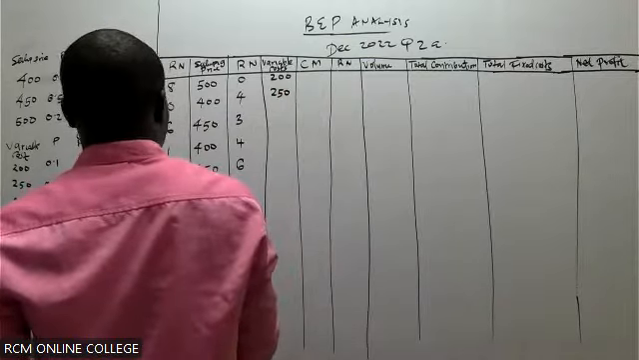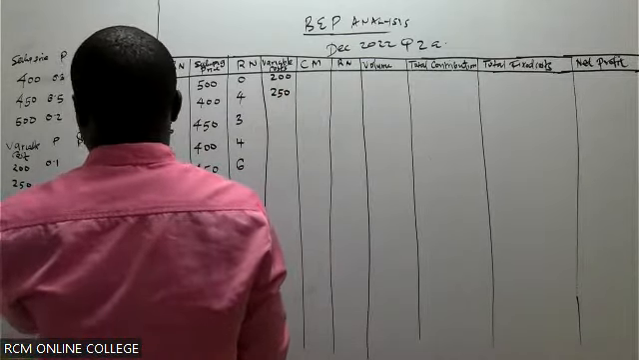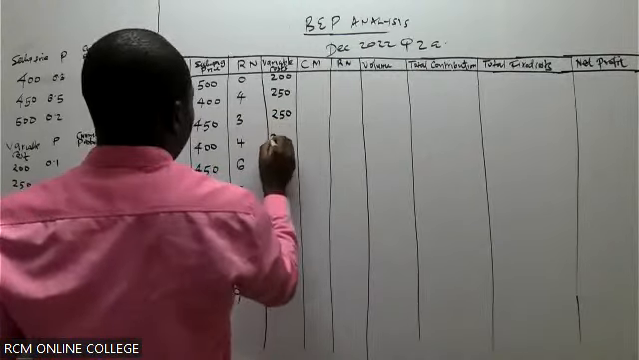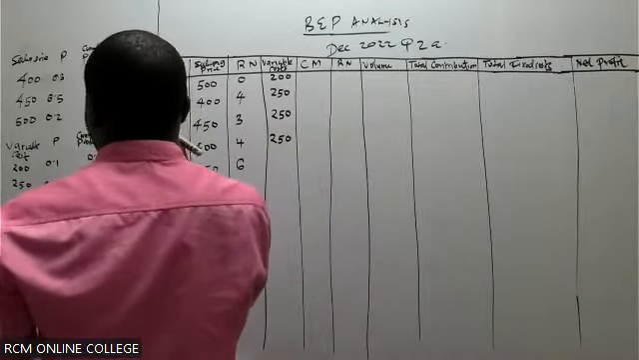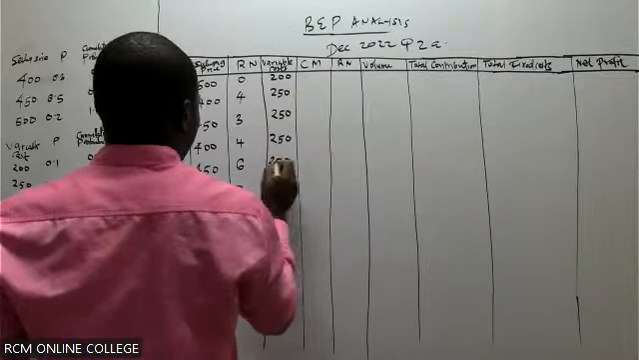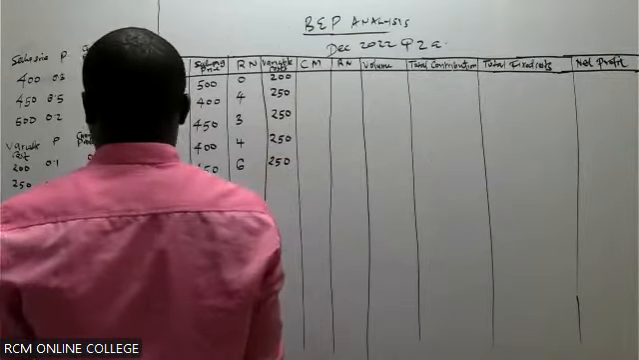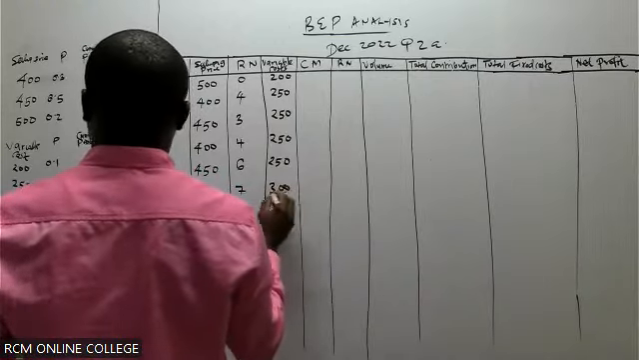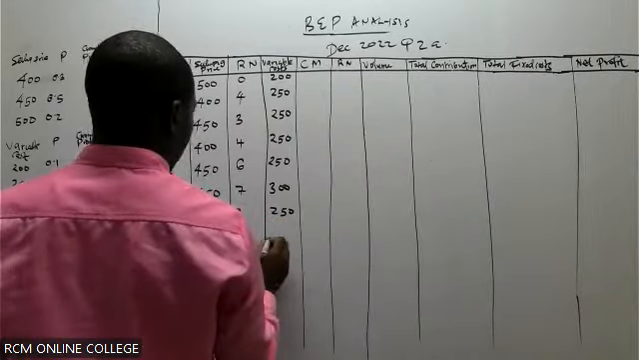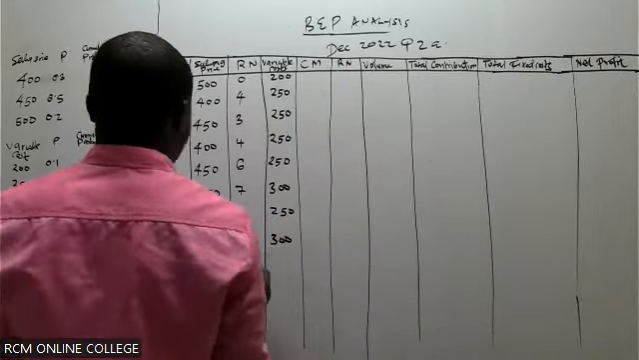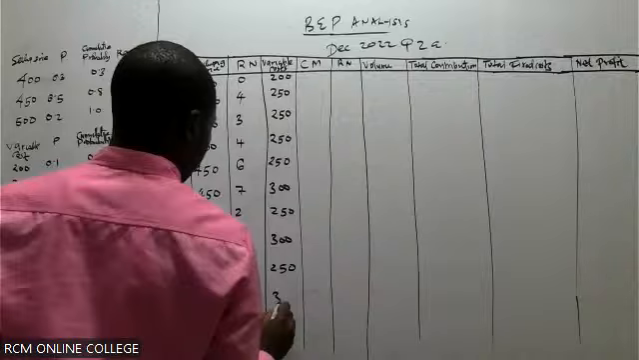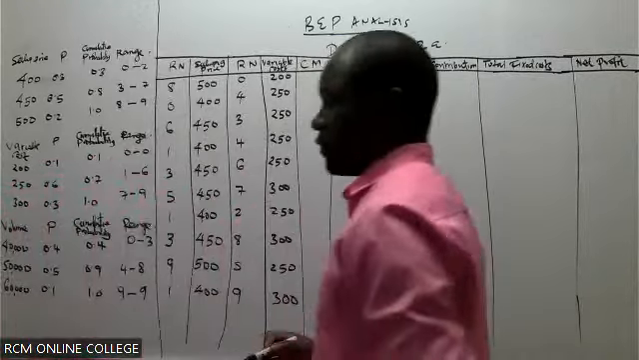Then we get 3. Where do we get 3? 3 within the second range again, 250. 4 within the second range, 250. 6 within the second range, 250. 7 third range, 300. 2 second range, 250. 8, 300. 5, 250. 9, 300. That is what we have, is it?